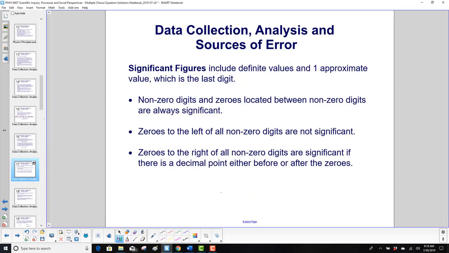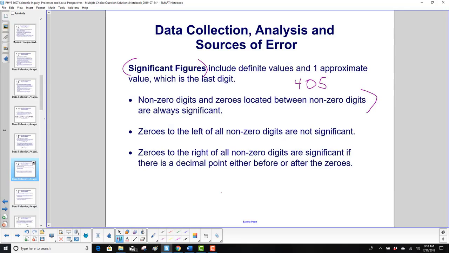Significant figures, which we've talked about for the last couple of slides, include definite values that you're positive you measured according to your instrument. For example, a meter stick, any of the little tick marks on it, those are definite values. And then one approximate value, which will be the last digit of your significant figures. And then some rules. Non-zero digits and zeros that are located between non-zero digits, so if you have a 4, 0, 5, those are all significant.